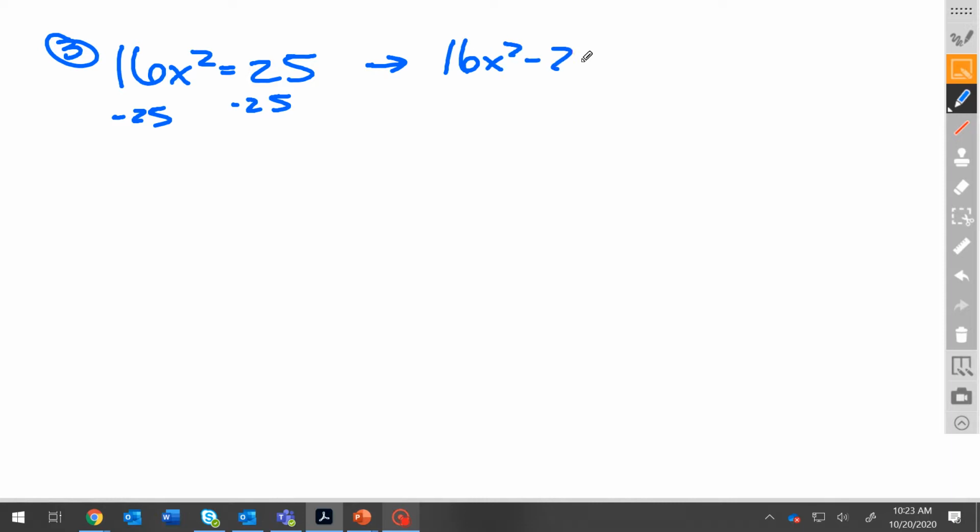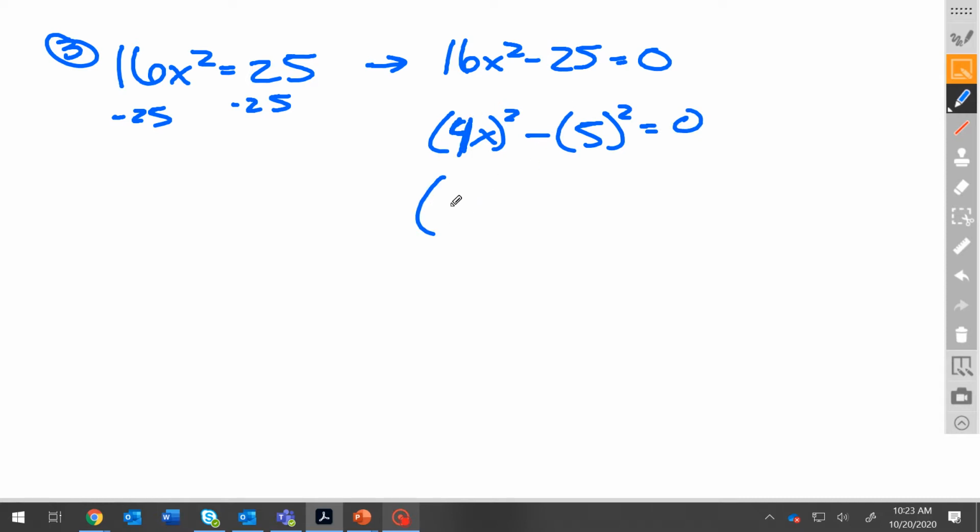Number 3, 16x squared is equal to 25. Subtract 25 because it needs to be equal to 0. 16x squared minus 25 equals 0. This is a difference of two squares. This is a difference of 4x squared and 5 squared. So this will factor into 4x plus 5, 4x minus 5.